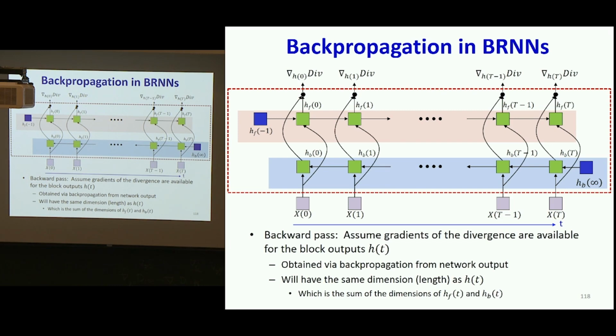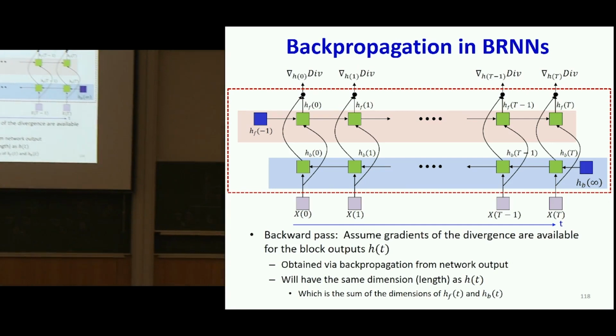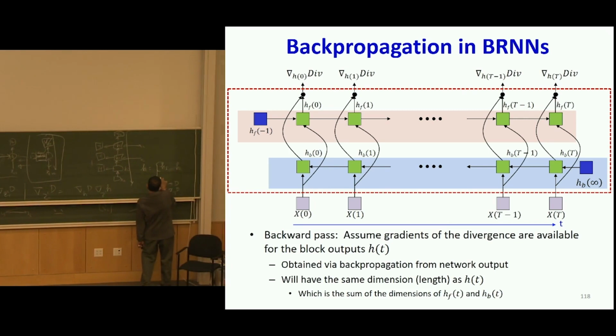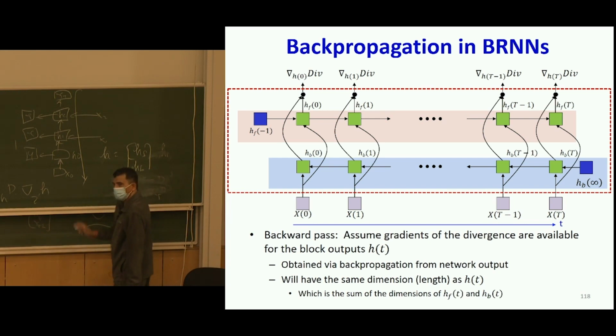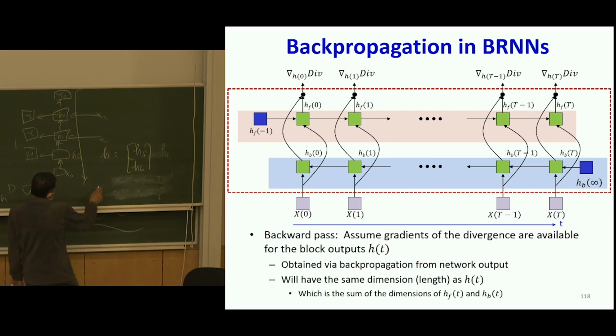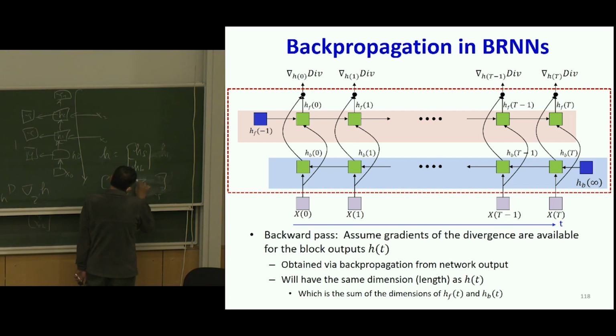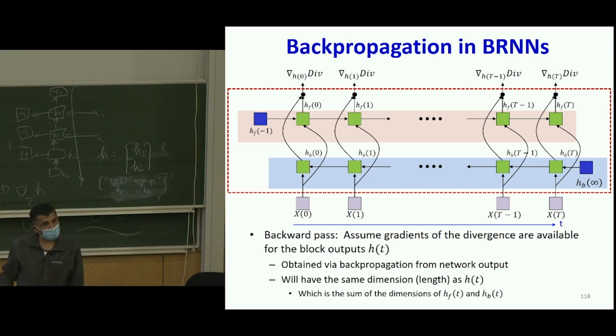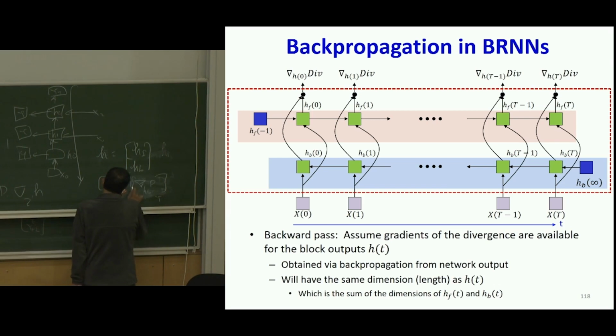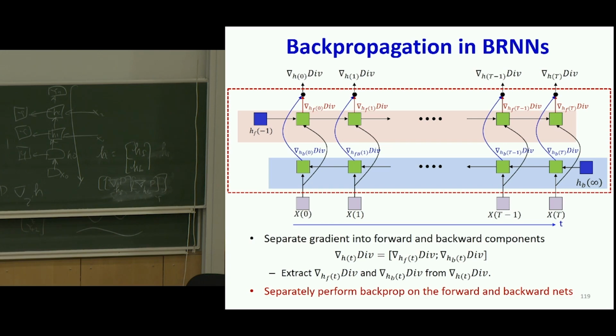Let's assume that you have concatenated the forward and backward computations. So the output of the block was the vertical concatenation of HF and HB. So when you get the derivatives backwards, you're going to get the derivatives for HF and HB concatenated, because that's what you're getting the derivatives for. From this, you can slice out the forward portion and the backward portion, because you know which is which. So you're going to get the separate derivatives for both the forward and the backward. You could separate the two out.